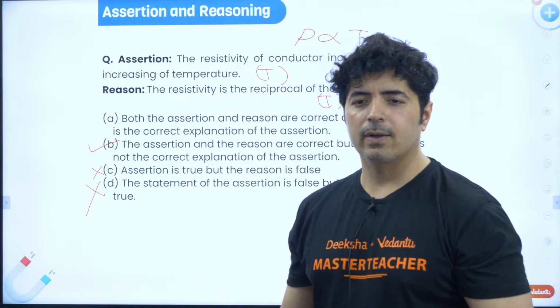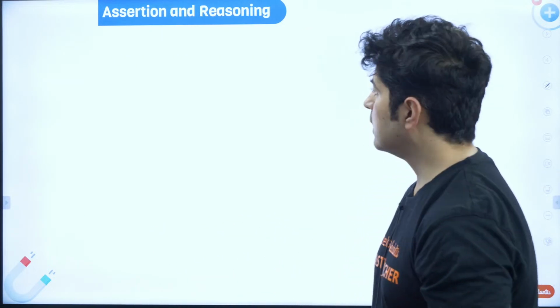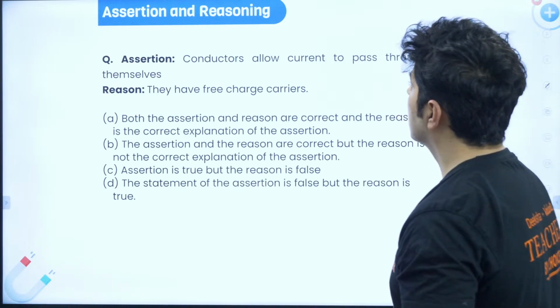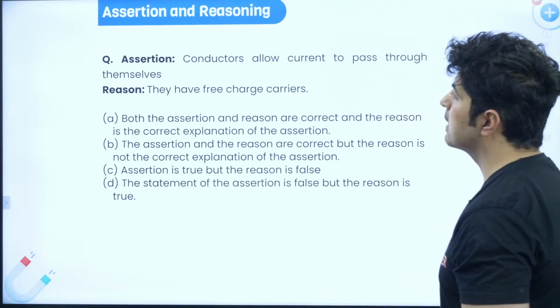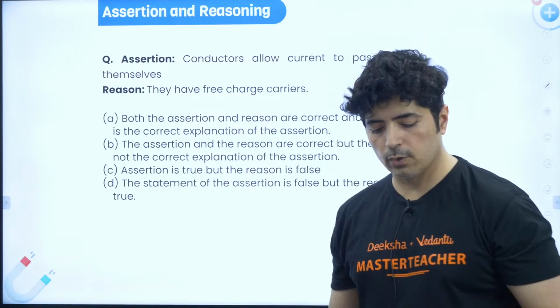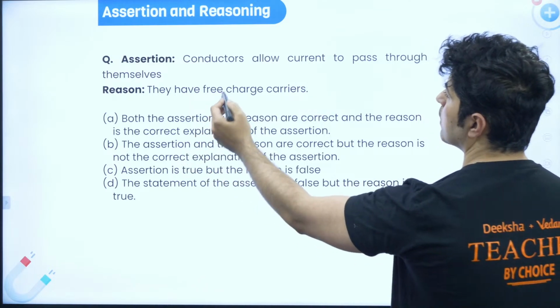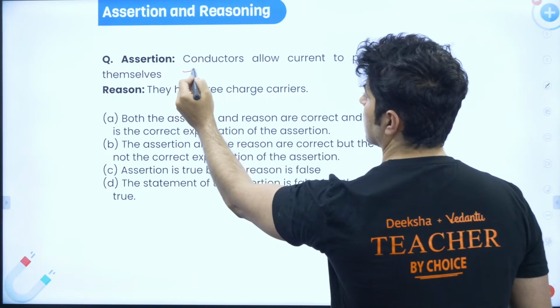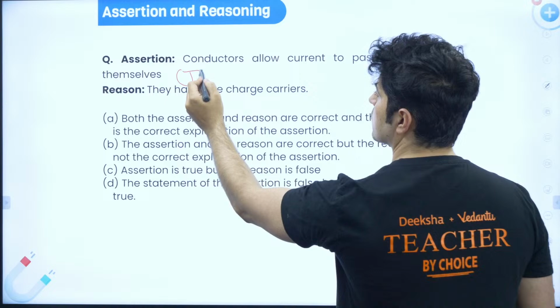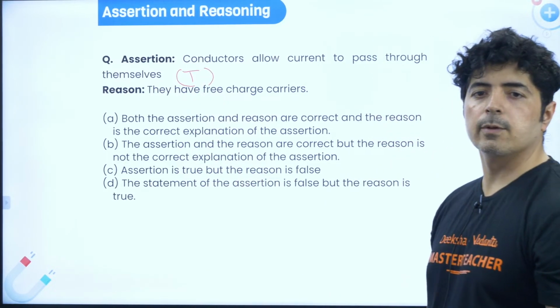All right. So next, let's say: conductors allow current to pass through themselves. They have free charge carriers. Is it true or not? So conductors allow current to pass through. Absolutely right. Conductors, yes, allow the current to pass through very well. It is true. I think everybody agrees with me here.